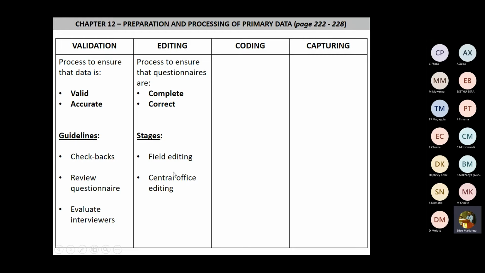With central office editing, we don't want to delay the process of data collection. We don't want to interfere with it. We collect all the data, and once the data is collected, we analyze every questionnaire.